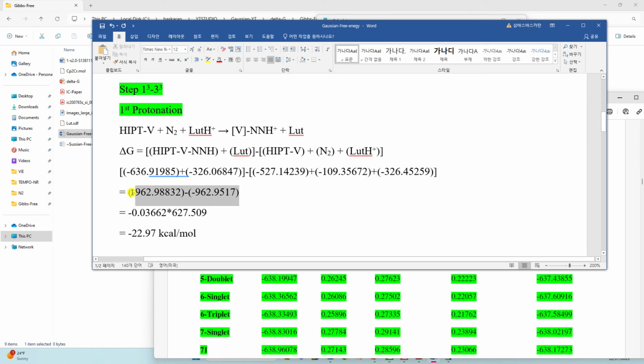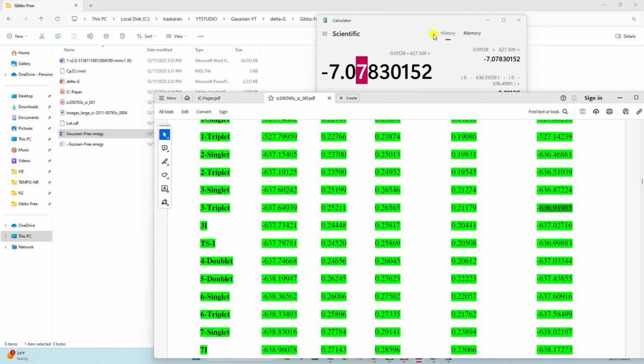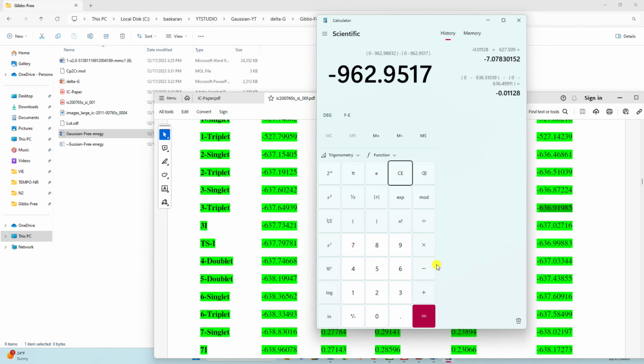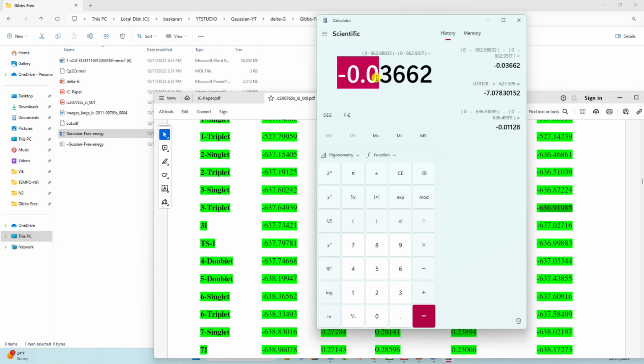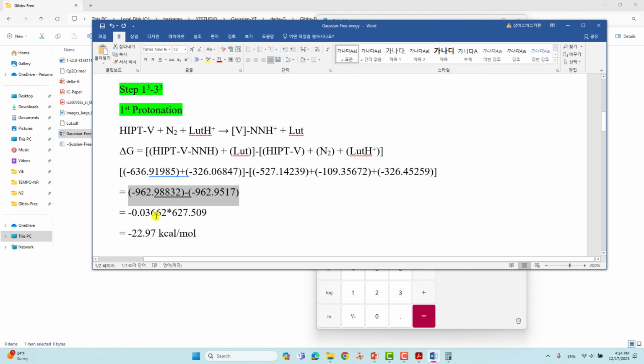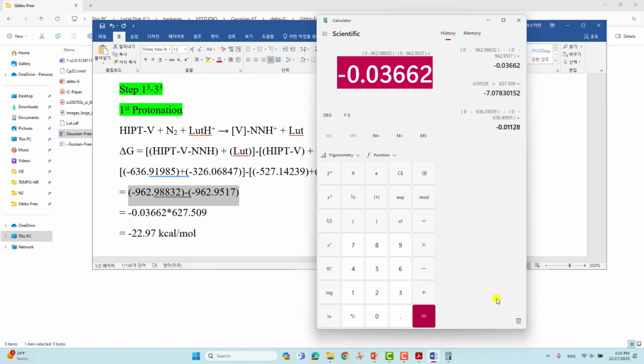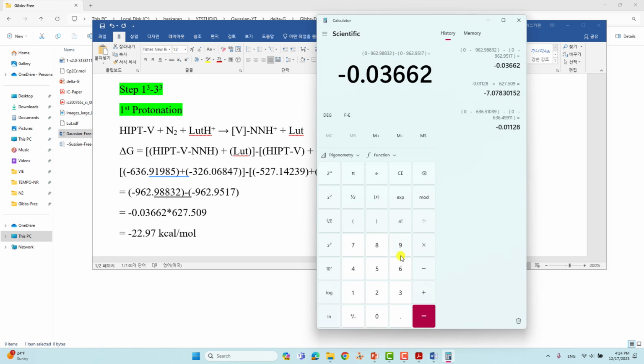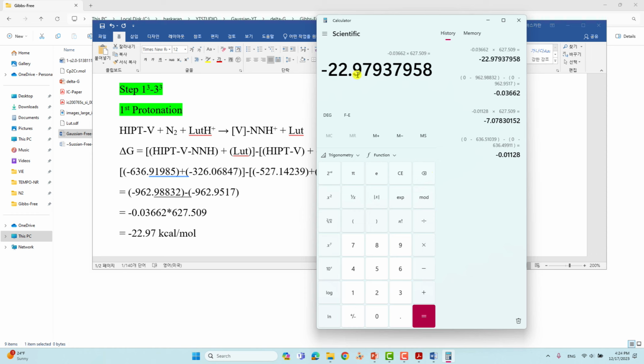So you will get the corresponding energy. Then we can convert it into kilocalories per mole. For that we are getting 0.03662. I already copy pasted it, I will show you that. If you want to convert into kilocalories per mole, just multiply with 627.509. That's all. We will get 22.97, that means around 23.